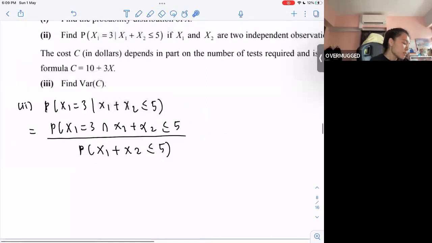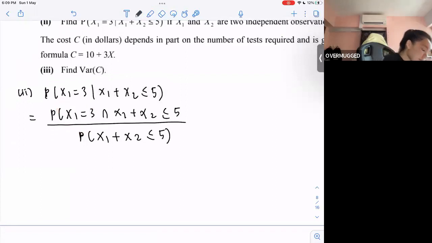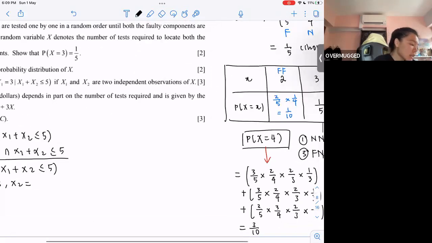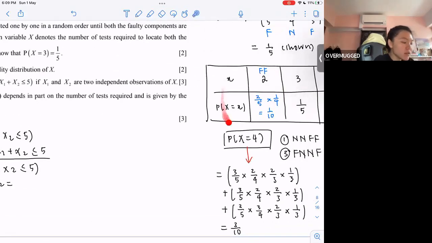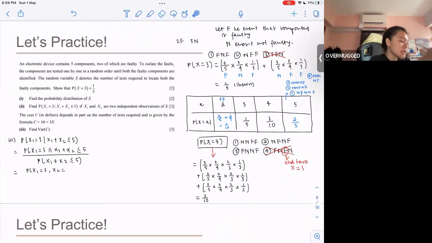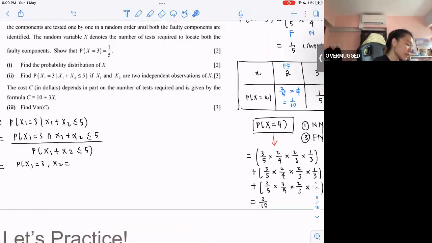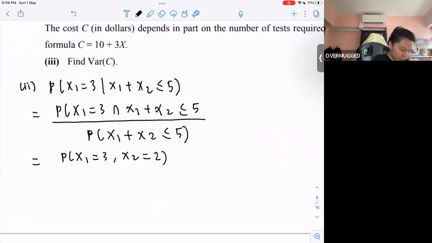So if my x1 is 3, right? Correct. It means that my probability of x1 is 3 already. So my x2 has to be what? In order for it to be less than or equal to 5, and I know that my x cannot be 1, right? You see over here in this table, it's impossible for my x to be 1 because I have two faulty components, remember? So I know for sure then that this will be a 2.